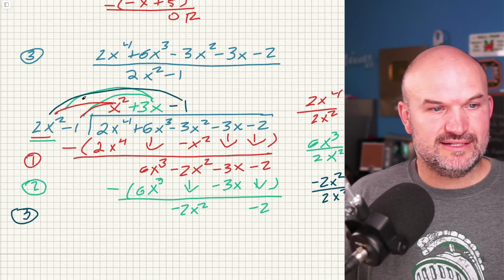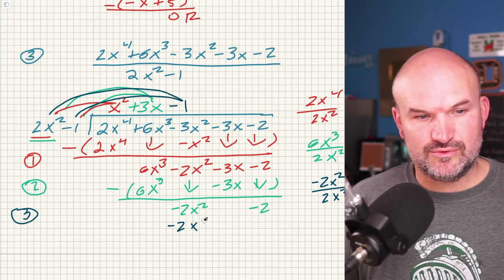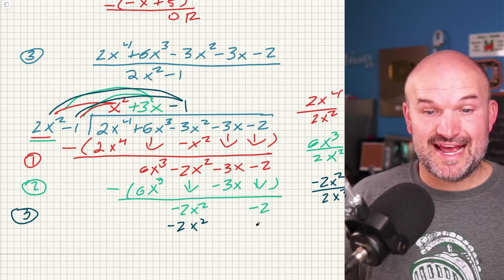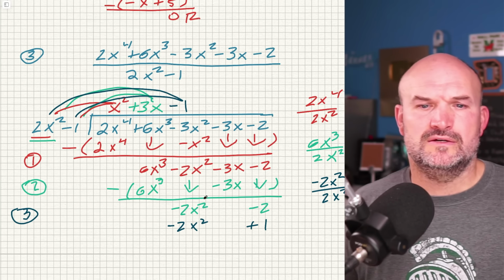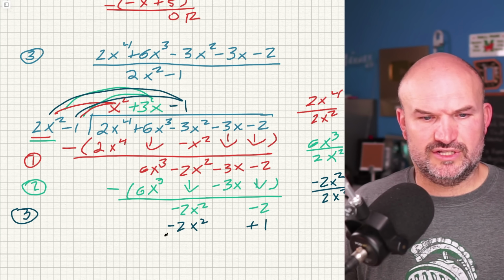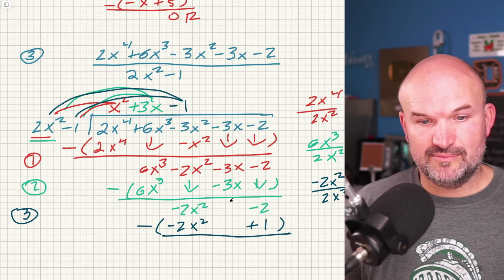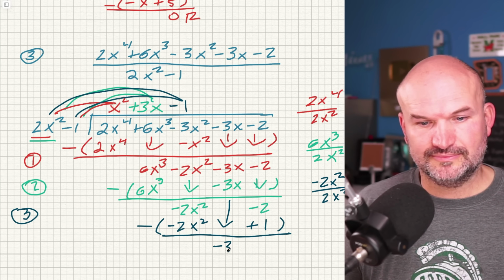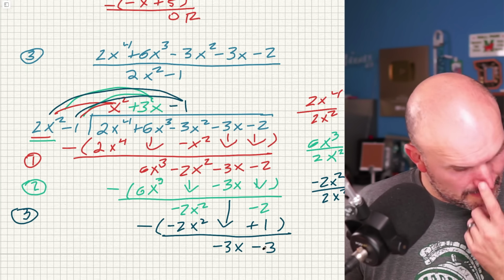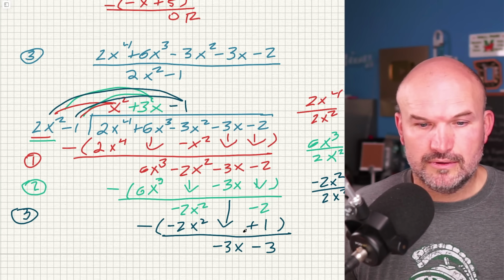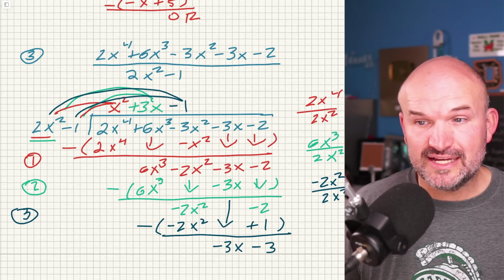And now we've got to multiply that times both of those terms. So -1 times a 2x squared is a negative 2x squared. -1 times -1 is going to be a positive 1. So I'll align those together. And let's go ahead and subtract our rows. That's going to go to 0. I can bring down this negative 3x. And negative 2 minus a 1 is going to be a negative 3.